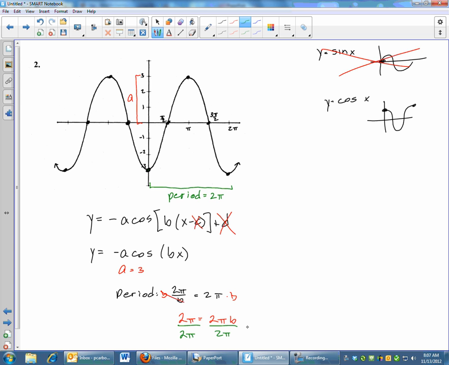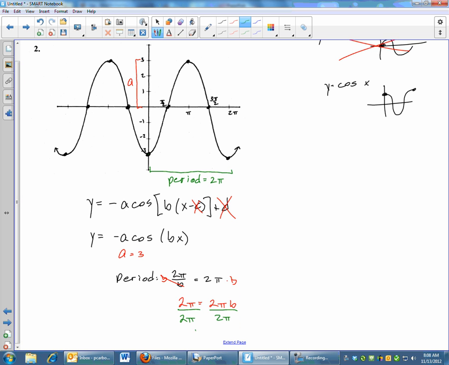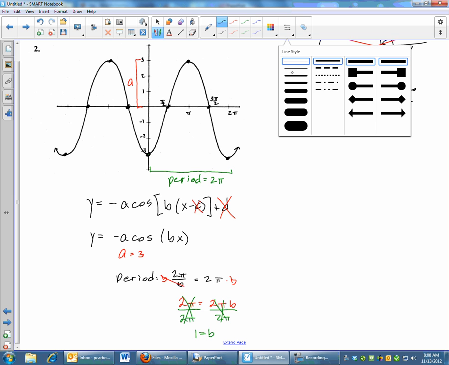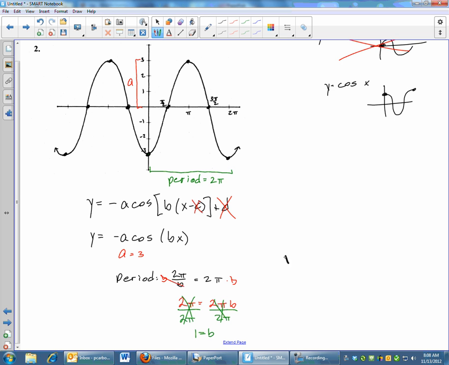And this is kind of a nice one because everything cancels, and you just get 1 to equal b. So now that I know what b and a is, I can complete this equation. The equation is y equals, it's negative because I start below the x-axis, negative 3 cosine of, and b is 1.